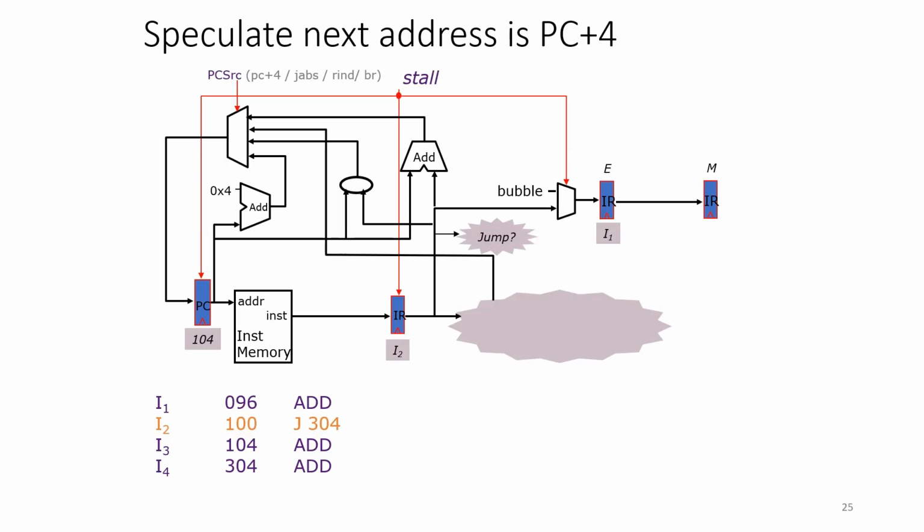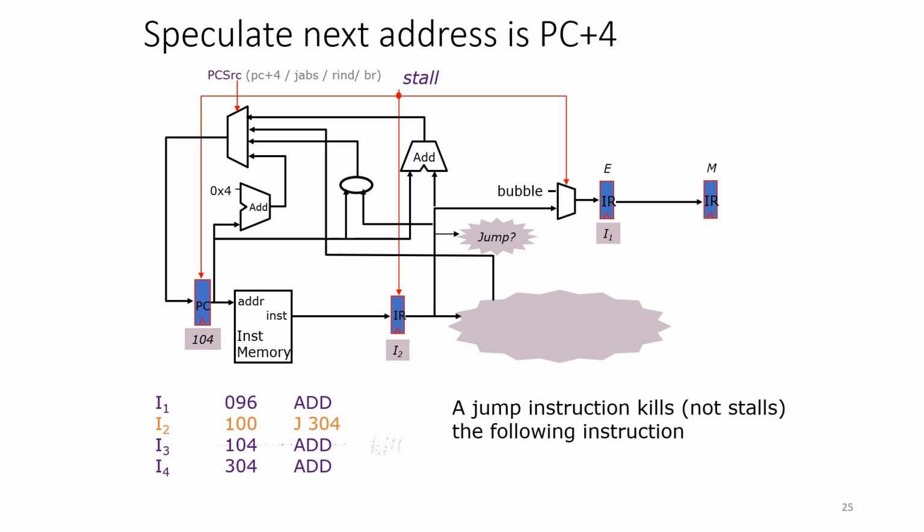Let's begin with optimizing the common case, sequential code. This means that unless anything else is stated, PC is loaded with PC plus 4. If we have a jump, as in this example, then we know that in the ID stage we have already read instruction I3 at address 104 wrongly, as jumps are unconditional. We therefore need to kill this instruction, not stall, remove it completely.